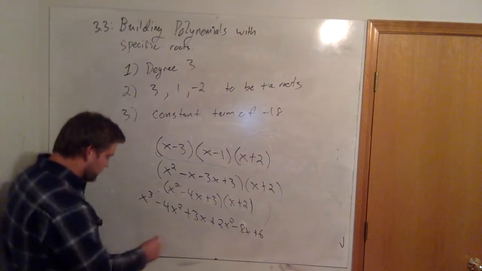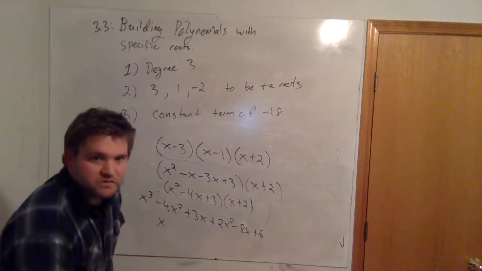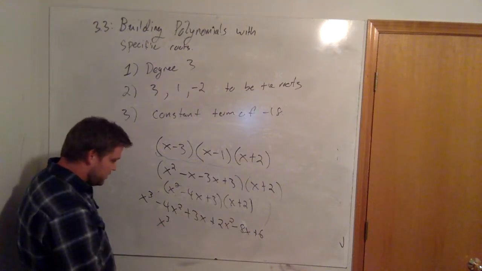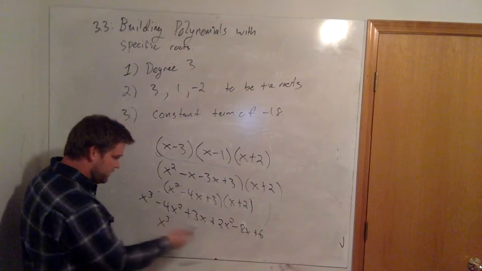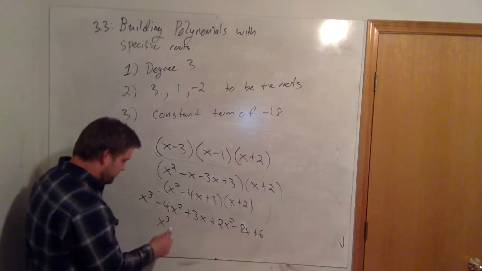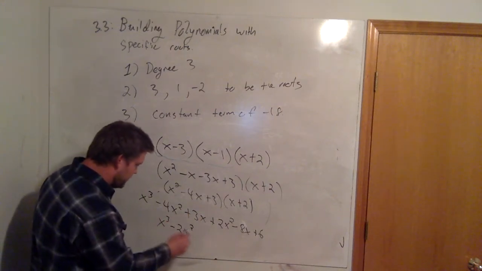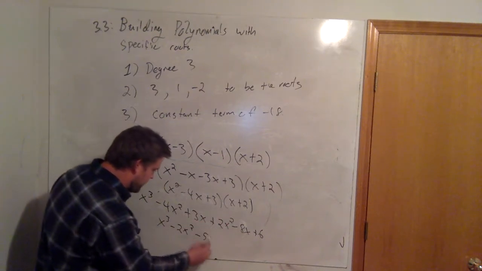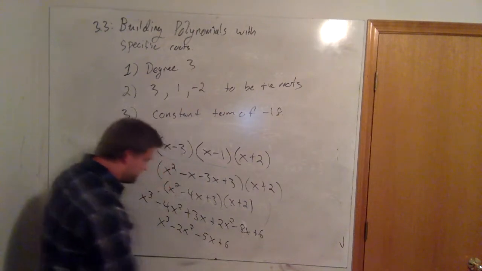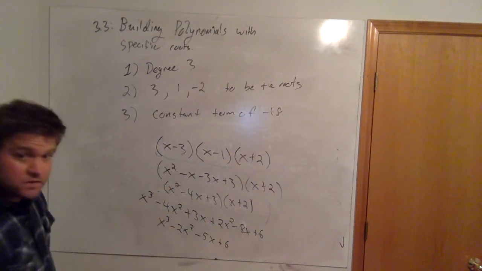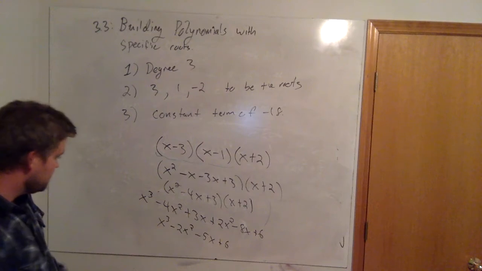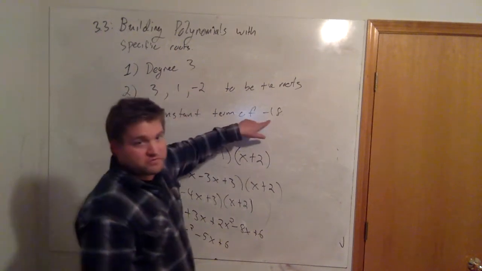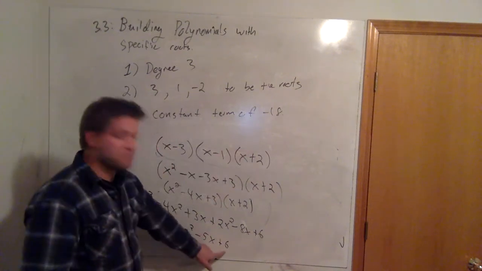If we combine like terms, what are we going to get? Hopefully we can still see this. Sorry, my handwriting's getting a little slanted. X cubed. Well, how many x squared terms do we have? I have negative 4. I add 2. I got negative 2x squared. 3x, take away 8, what do I get? A negative 5x plus a 6. Okay. Unfortunately, we do not have a constant term of negative 18. We have a constant term of 6.